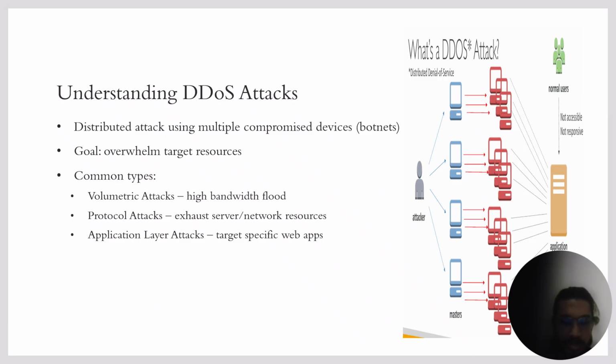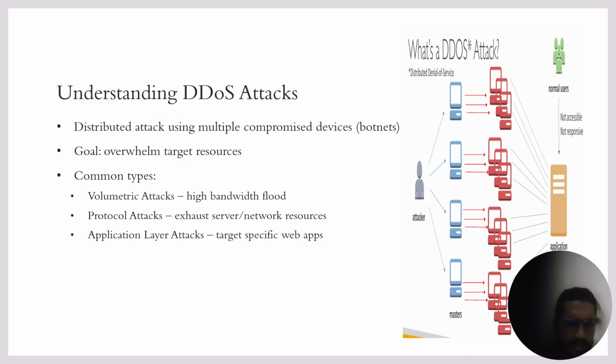In a DDoS attack, the attackers use a botnet, thousands of compromised computers, to send a massive amount of fake traffic to a target. There are mainly three common types: volumetric attack, protocol attack, and application layer attack. Okay, let's talk about the volumetric attack.